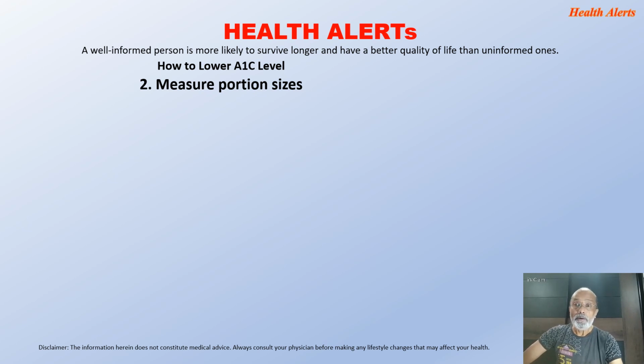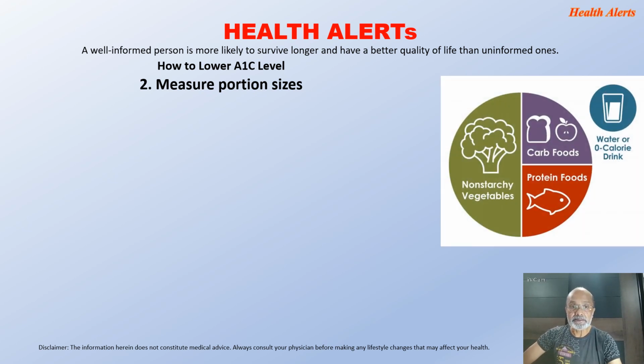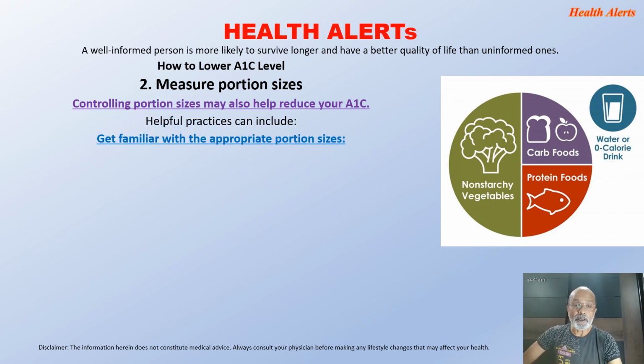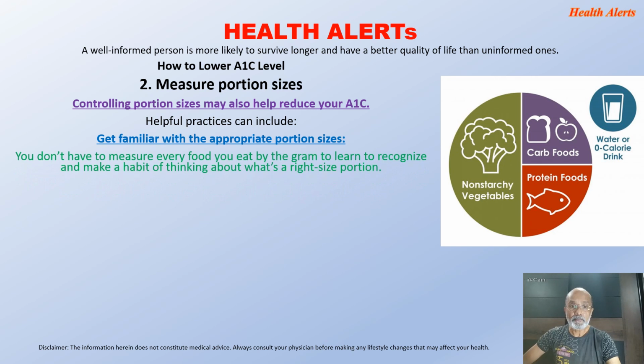Number two, measure portion sizes. Now, this is exactly what the portion size of a diabetic plate should be. If you can just watch it out, the details are here. Controlling portion sizes may also help reduce your A1C. Helpful practices can include: get familiar with the appropriate portion size. You don't have to measure every food you eat by the gram to learn to recognize and make a habit of thinking about what's the right size portion.